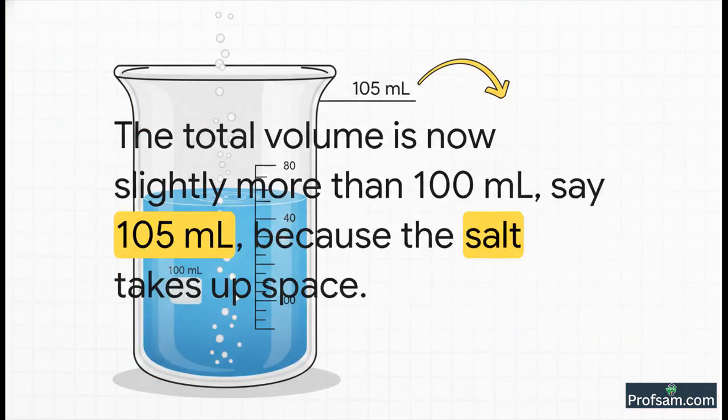Now, here is a very important point. When we dissolve the salt in the water, the final volume is not exactly 100 milliliters. Why? Because the salt ions themselves take up some space. So for our calculation, let's just say our final solution volume is a little more. Say 105 milliliters. Please remember this number.